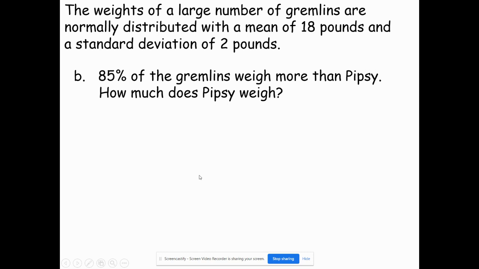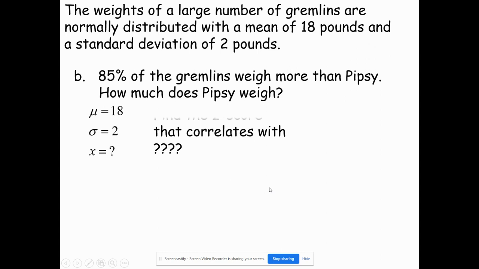So the weights of a large number of gremlins are normally distributed with a mean of 18 pounds and a standard deviation of 2 pounds. 85% of the gremlins weigh more than Pipsy. How much does Pipsy weigh? So once again, we have the same information. Our mean is 18, our standard deviation is 2, and we're trying to figure out what x is.